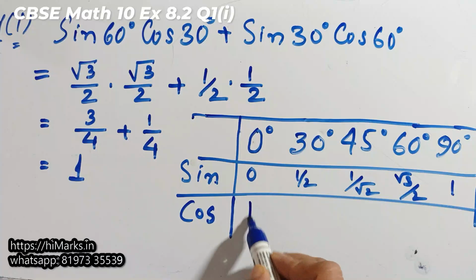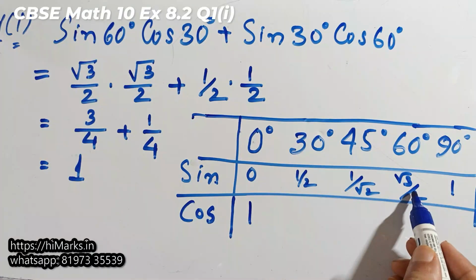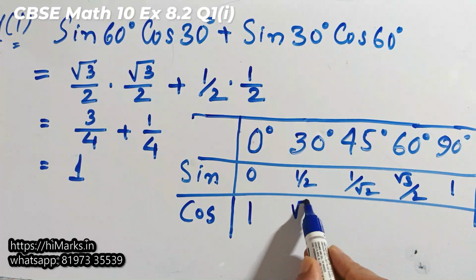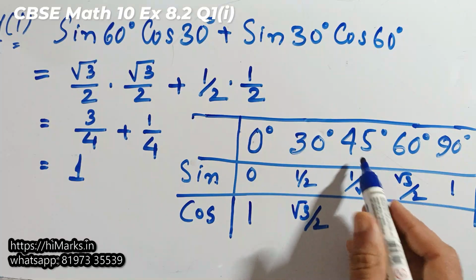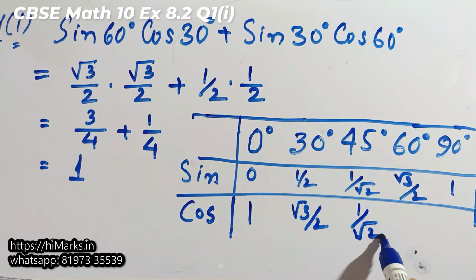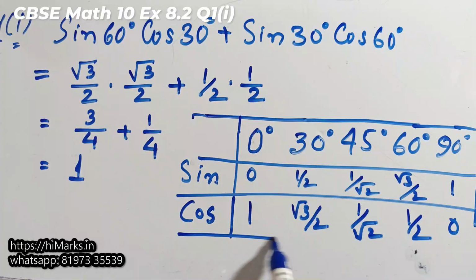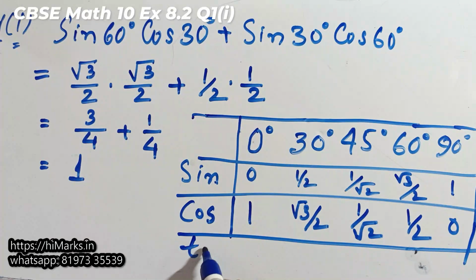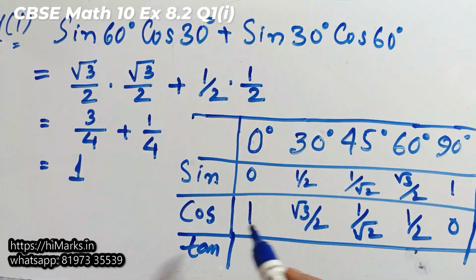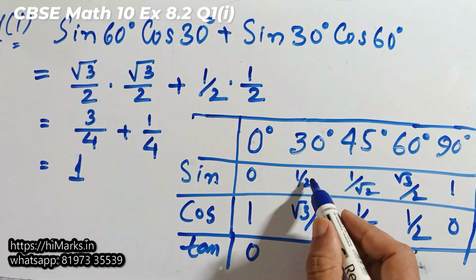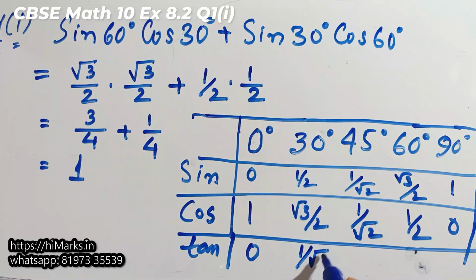So cos 0 is 1, then cos 30 is the value of sine 60 which is root 3 by 2, and 45 is the same, and this is again half here and again 0 here, cos 90 is 0. Okay, and in the same way, we know that tan is sine by cos, so 0 by 1 is 0, this will give 1 by root 3, this will give 1, this will give root 3 and this will give infinity. 1 by 0 is undefined.